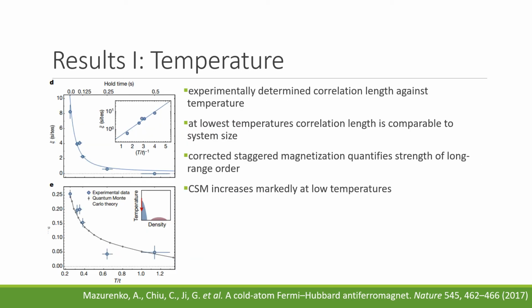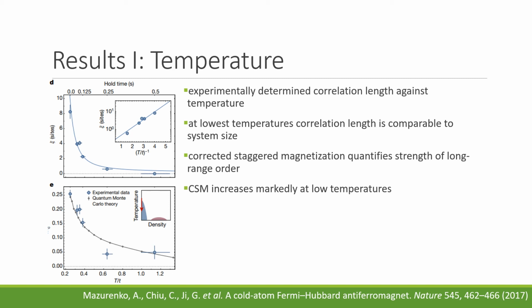Section D of the figure is a plot of experimentally determined correlation length as a function of temperature. This correlation length takes an exponential increase below temperatures of around T over t is 0.4. At the lowest temperatures, we find a correlation length which is roughly comparable to the size of the system, about 10 sites, which is what we wanted. We wanted to show that for really low temperatures, we get this strong antiferromagnetic order across the whole sample.